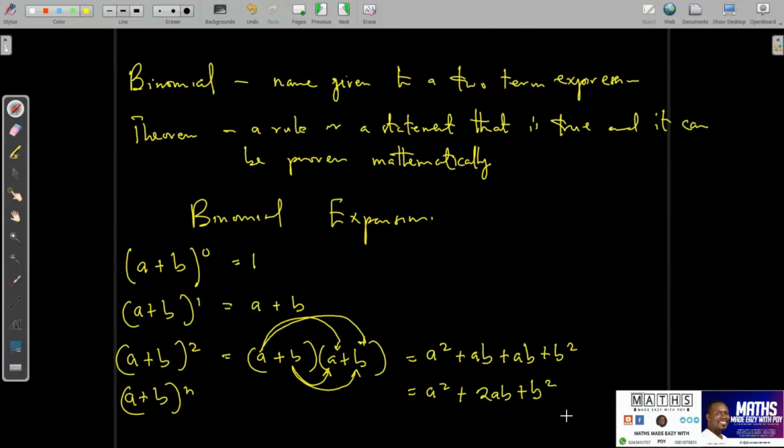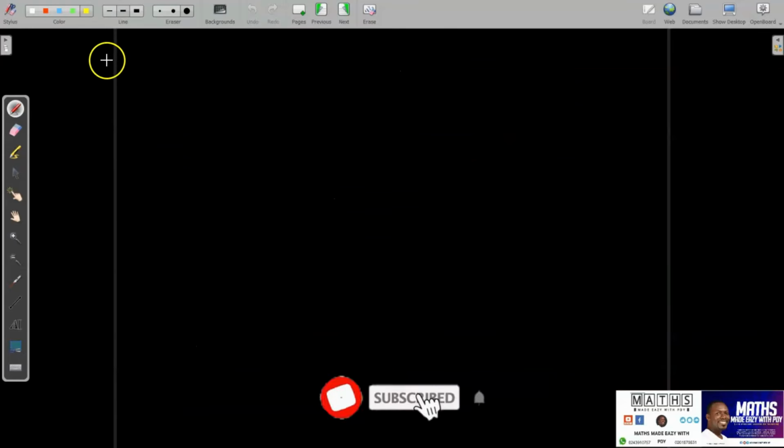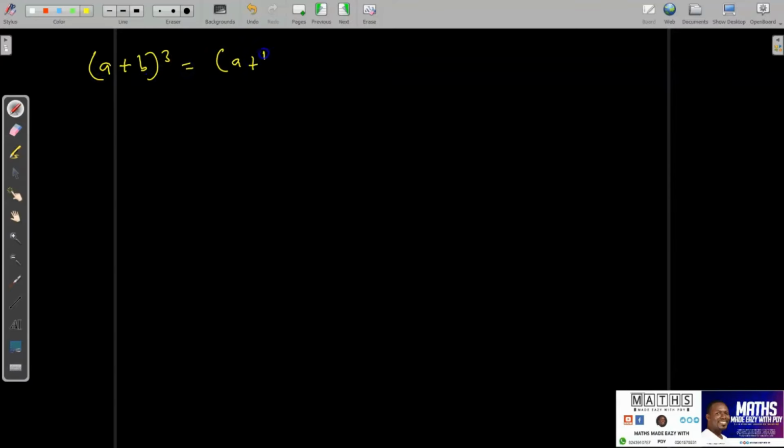We can go further to do power 3. Now, considering power 3, having a plus b raised to the power 3 means you have a plus b multiplying another a plus b, then multiplying another a plus b. But we've seen that a plus b multiplying a plus b gave us a squared plus 2ab plus b squared.